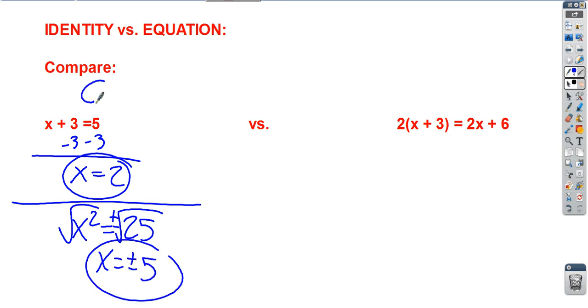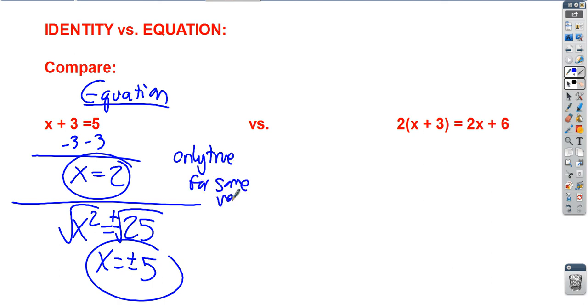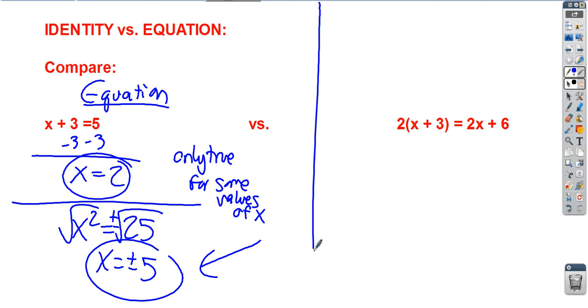Here's the main thing. These two things that we just did are equations, because they're only true for some values of x. Right? So the top one is only true for x equals 2. The bottom one is only true for x equals 5 and negative 5. Only some x values make that true. This right here is what's called an identity. An identity is true for every single x value.